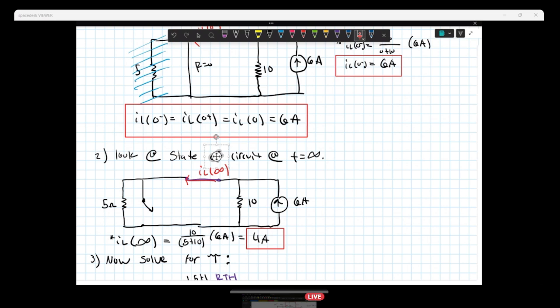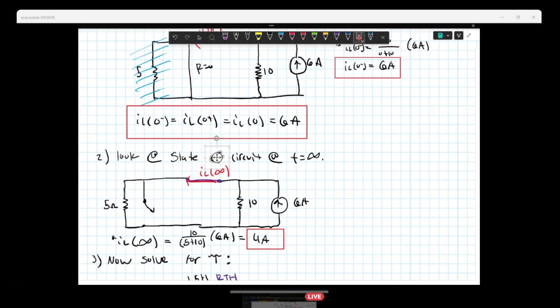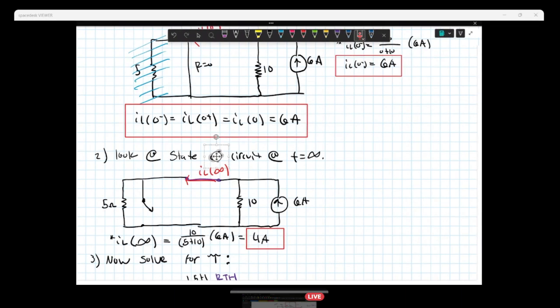First order is an RL circuit or an RC circuit, either one. Second order is RLC, but then you have series and parallel systems for those. Once you add another element, it becomes second order. If you add another one, it becomes third order.